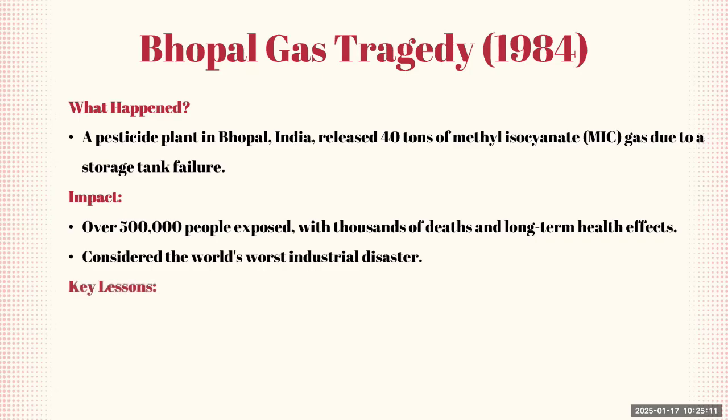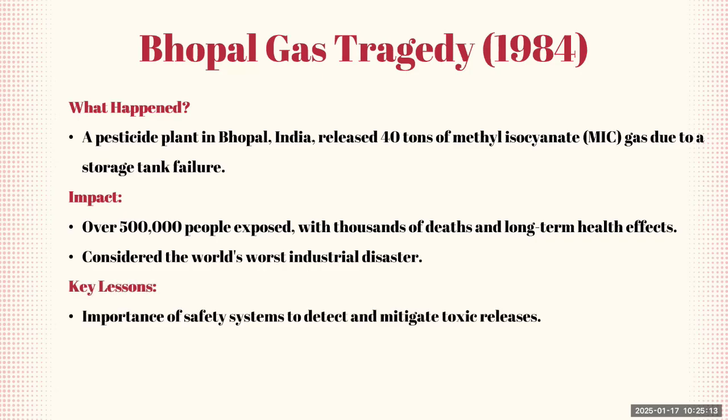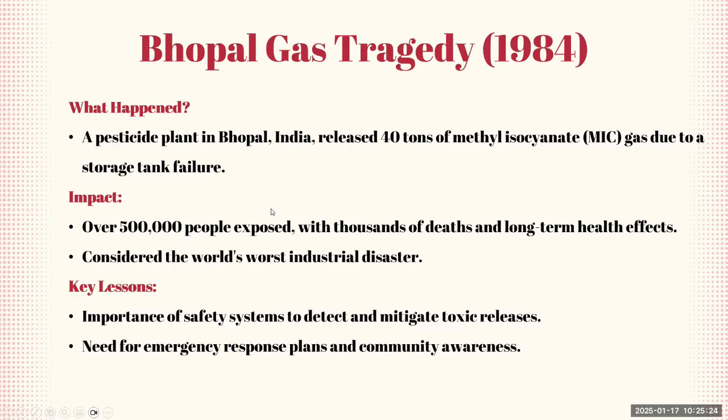So what we can learn from this is the importance of safety systems to detect and mitigate toxic releases. We need to ensure that we detect if there's any leakage, if there's any issue with our tanks, and there's also the need for emergency response planning and community awareness.